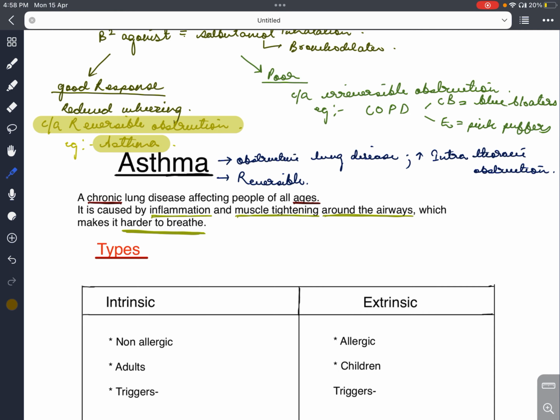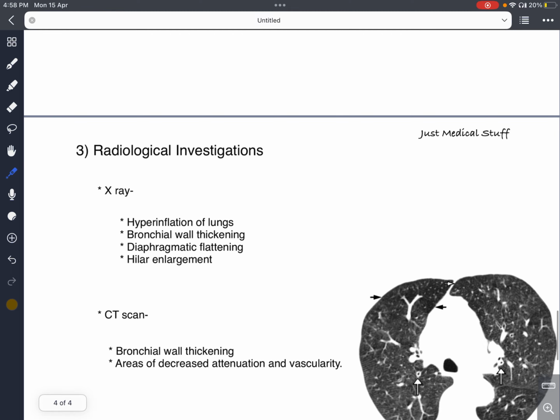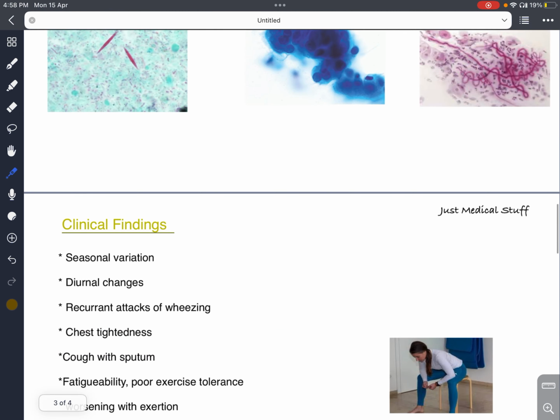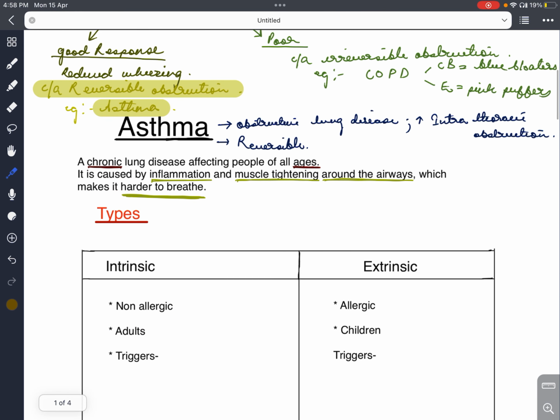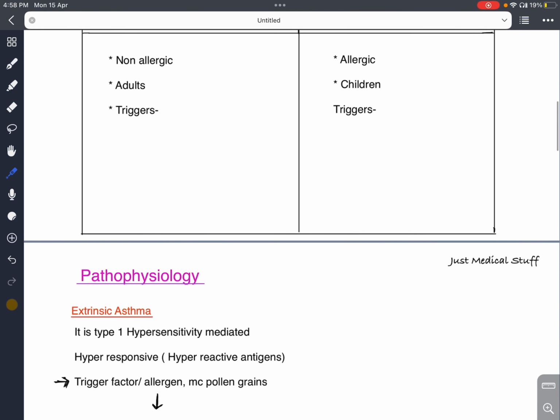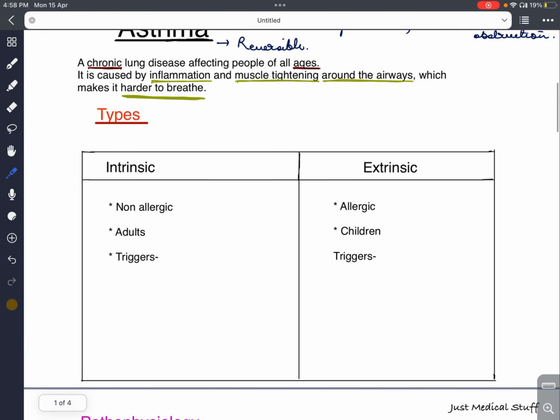Now, asthma itself is a very big topic, so I won't be discussing about the management of asthma. As for now, we'll be discussing about the investigations, the clinical findings, histopathological findings, pathophysiology, types of asthma, but we'll discuss about management in the next video. So let us start with types of asthma.